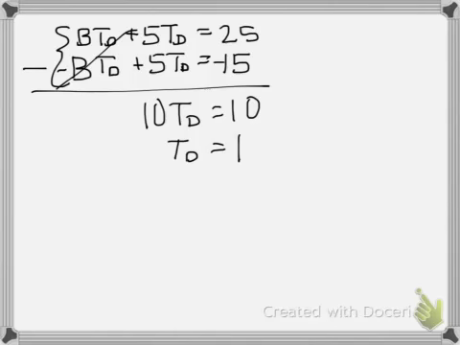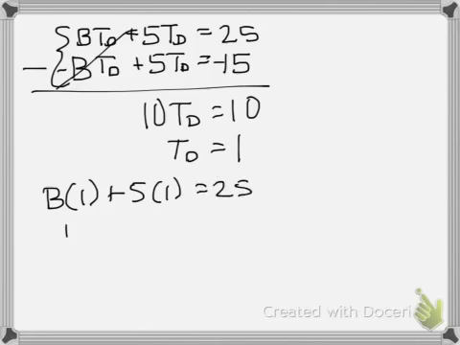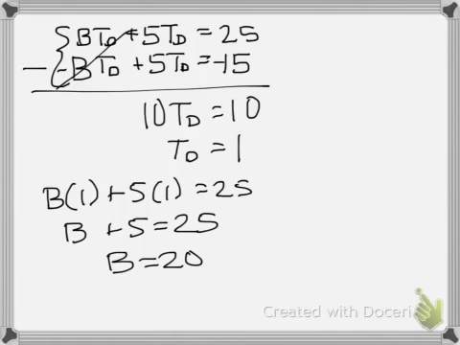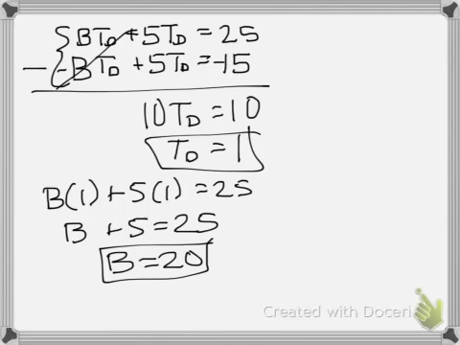Now we just need to take that 1 and plug it in. b times 1 plus 5 times 1 equals 25. So we have b plus 5 equals 25 and b equals 20. Much easier this way than it is the other way. All right.